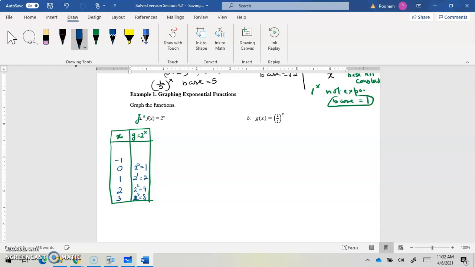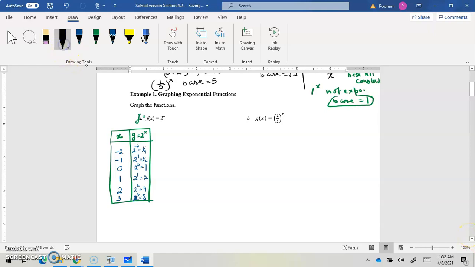What if x is negative 1? x can be any real number. 2 raised to power negative 1 would be half. Negative 2, 2 raised to power negative 2 would be 1/4, and so on. So if you notice what's happening, as x is approaching the negative side, negative infinity, it's getting smaller and smaller. As x is approaching positive infinity, it is getting larger and larger.